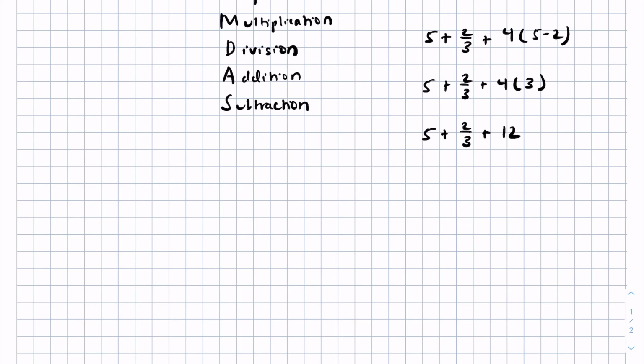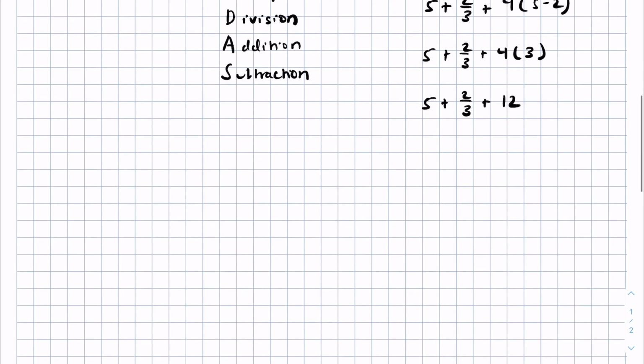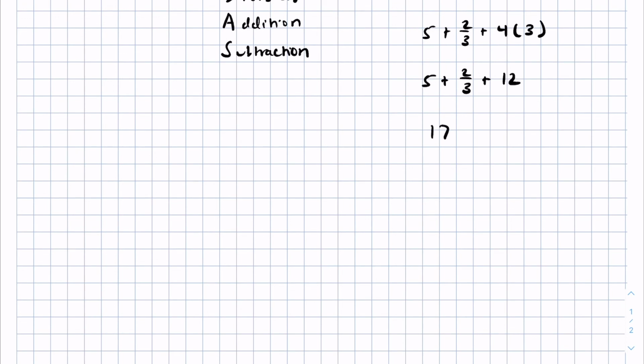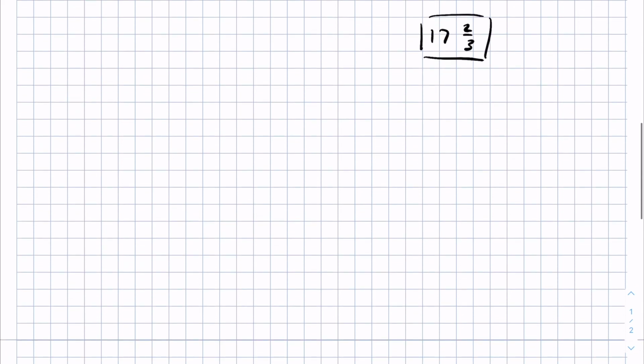And now the last step is addition, and it doesn't matter how we add these numbers up. 5 plus 12 is 17, and then we add 2/3 at the end. So the final answer is 17 and 2/3. Let's try order of operations with another example.